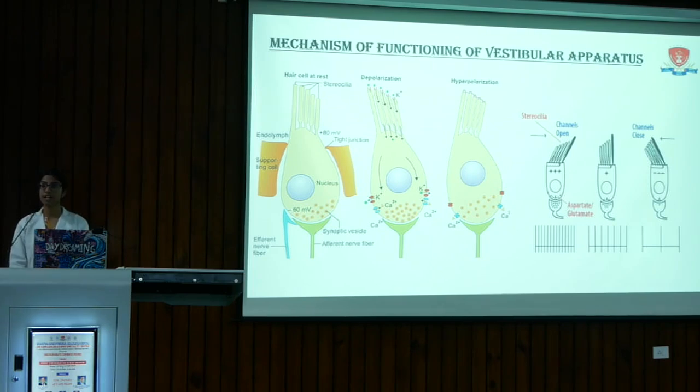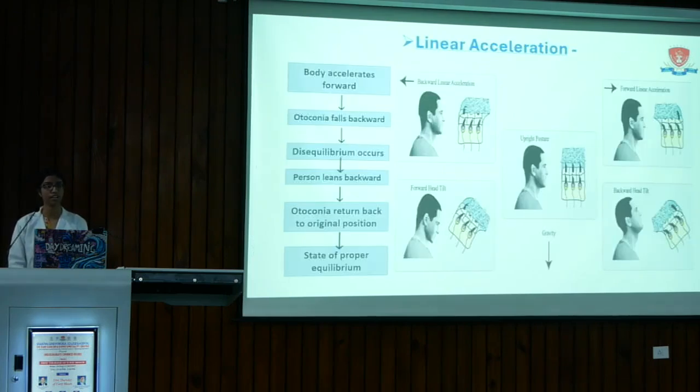The changes in the activity of the hair cells are conveyed to the central nervous system by the vestibular part of the vestibulocochlear nerve. Linear acceleration is detected by the saccule and the utricle. Movement caused in the otolith membrane by linear acceleration causes the otoconia to shift and thus hair cells bend. Depending on whether the stereocilia bend towards or away from the kinocilium, the cell depolarizes or hyperpolarizes.